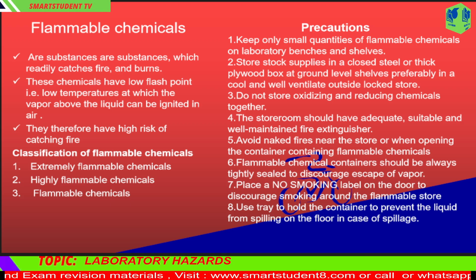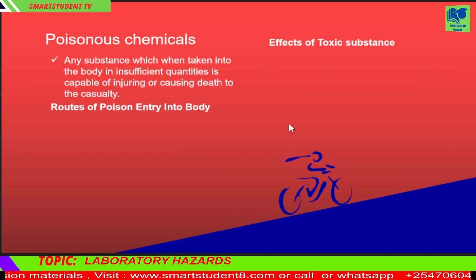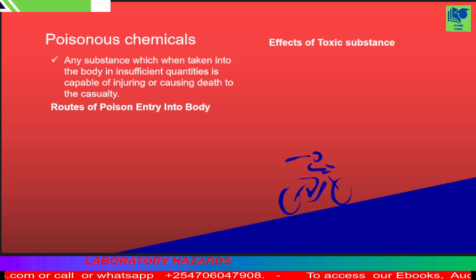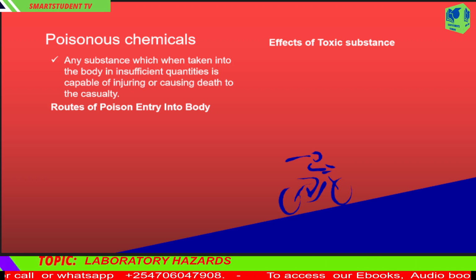D. Poisonous chemicals. A poisonous chemical is any substance which, when taken into the body in sufficient quantities, is capable of injuring or causing death to the casualty. The term toxic relates to poisonous or deadly effects on the body by inhalation, ingestion, or absorption, or by direct contact with a chemical. A toxicant is any chemical that can injure or kill humans, animals, or plants.